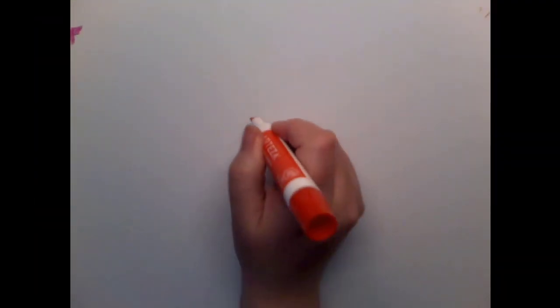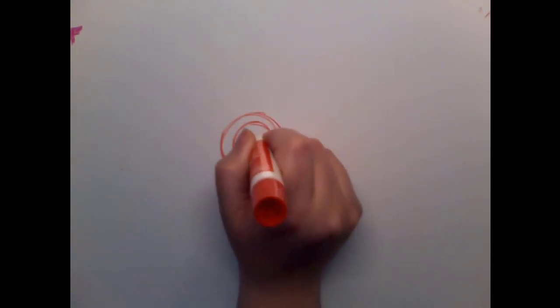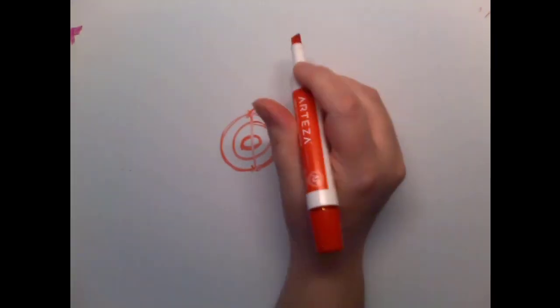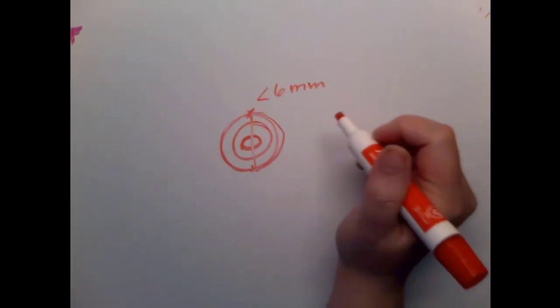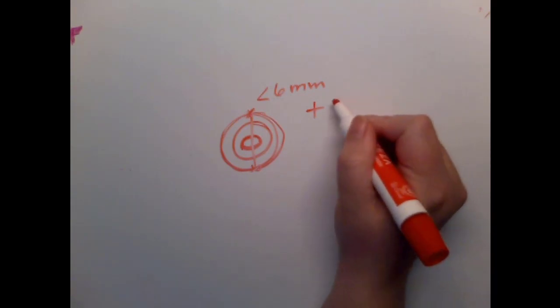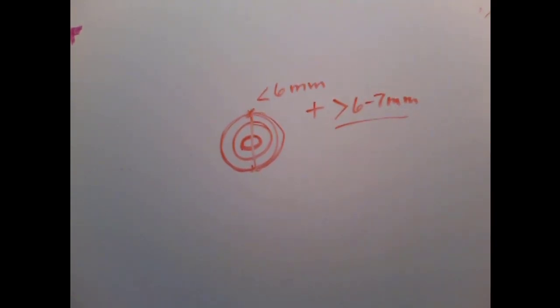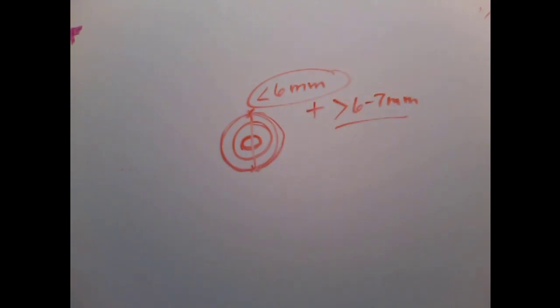Just want to show you here. So usually in transverse, we have the appendix and it kind of looks like this. And so our AP measurement, we're going to go like this. That should be normal if it's less than 6 millimeters. If it's positive for appendicitis, we're talking more than 6 to 7 millimeters. And that's just going to depend on your radiologist, what measurement they like. But 6 millimeters is the one that I want you to remember for your boards and for your test.